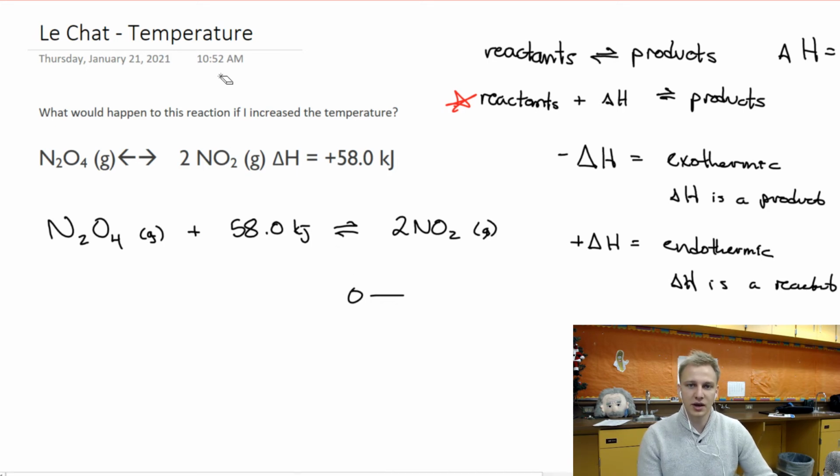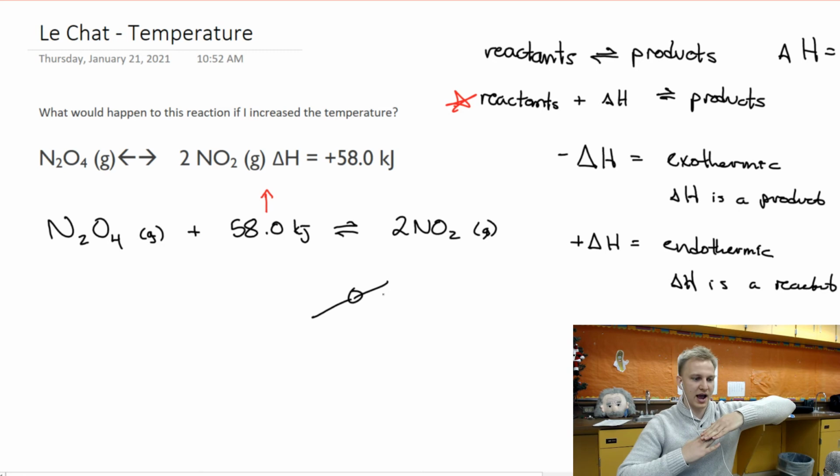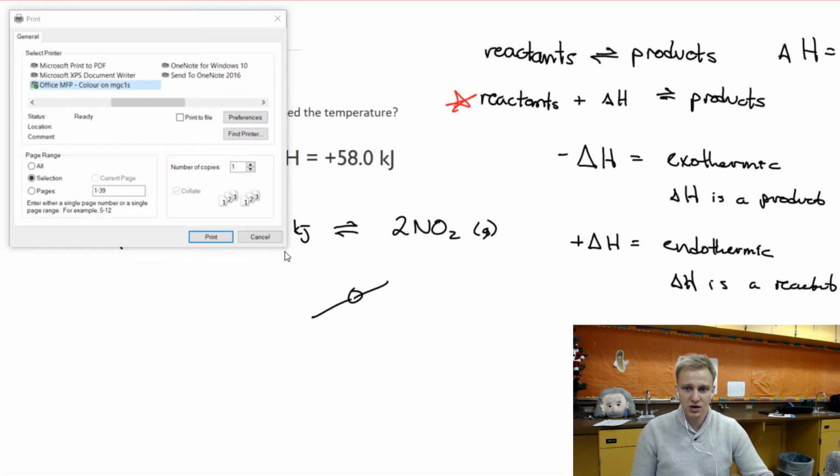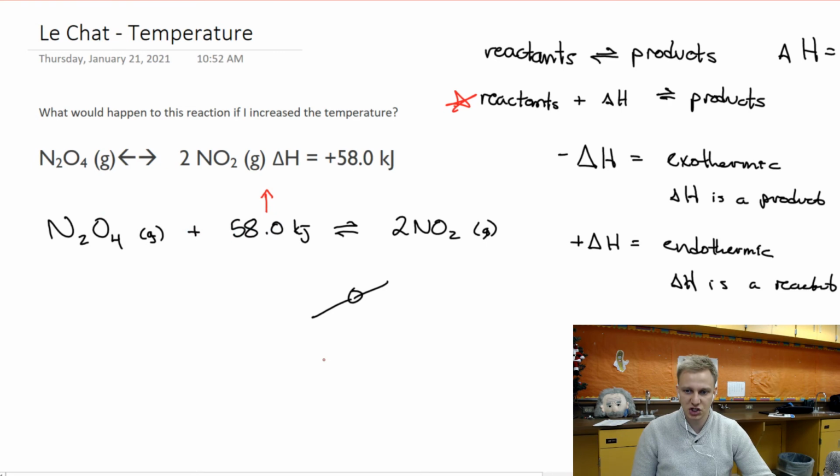So in the scenario that I've given you, I've said, what would happen to this reaction if I increase the temperature? Well, if I'm increasing this side, what that's doing to our seesaw is adding more weight to the reactant side. So if we look at this and we add more weight to the reactant side, and because this elbow is pointed up, we know that this reaction is going to be shifting to the right.